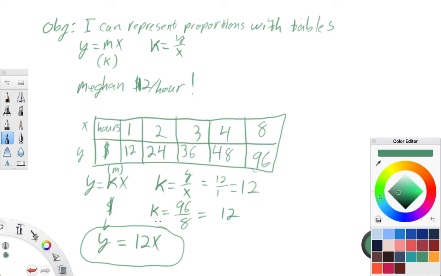And then we're going to add on to this. I can represent proportions with tables and equations, because we made an equation there as well. Okay. And I want you to be able to go both ways. I want you to be able to write an equation from a table, and I also am going to want you to write a table from an equation. But we'll stop there for this one.